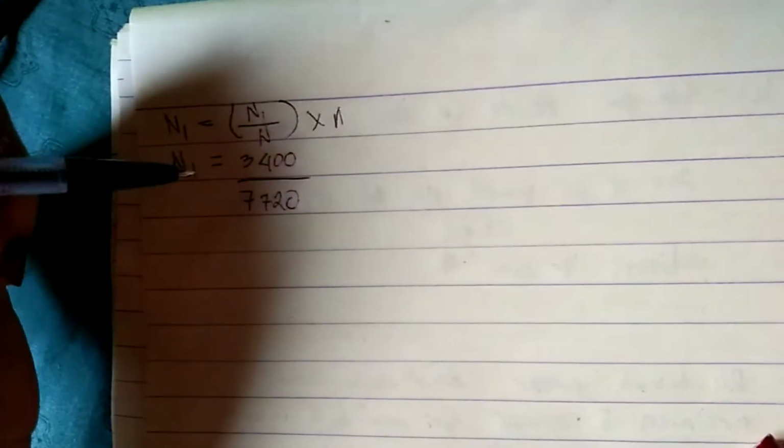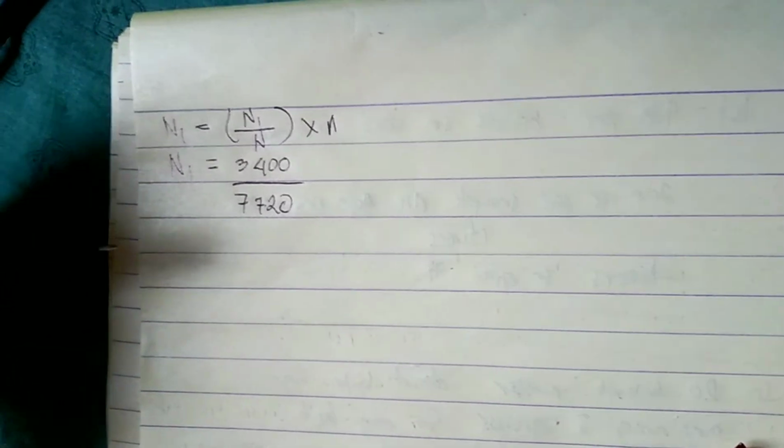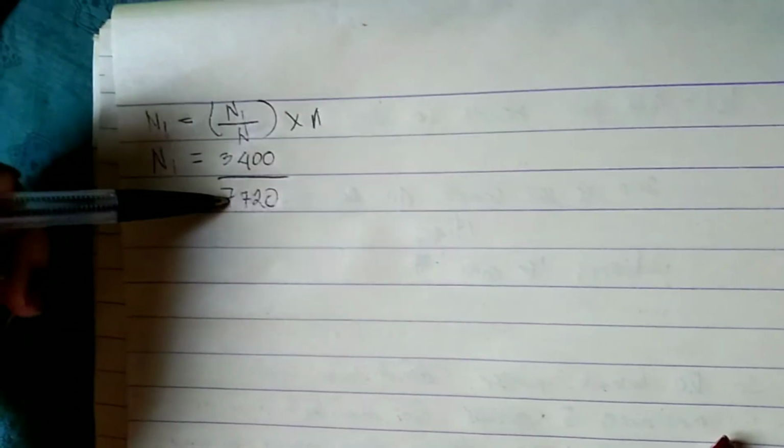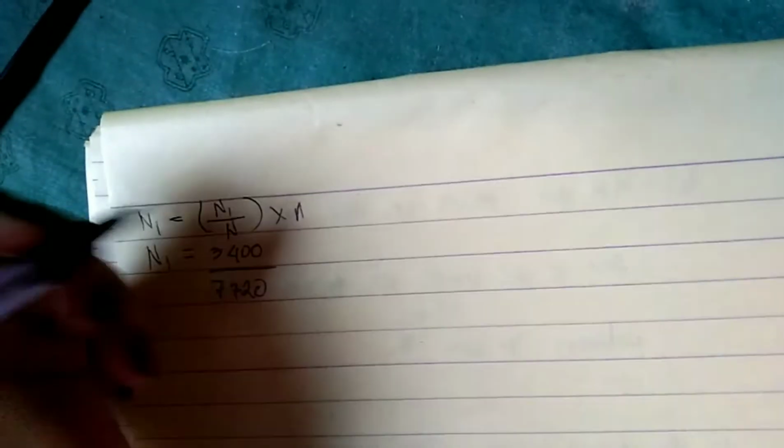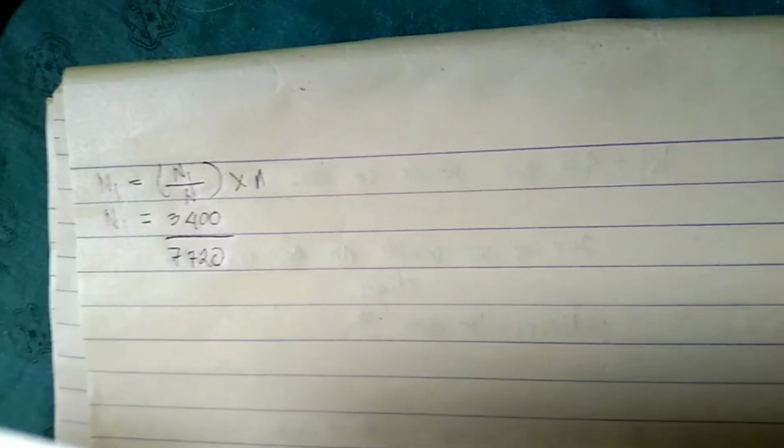The 7,720 is obtained by adding all of the first to fourth year. So the result is 7,720. So if we divide 3,400 by 7,720, the result is 0.44.